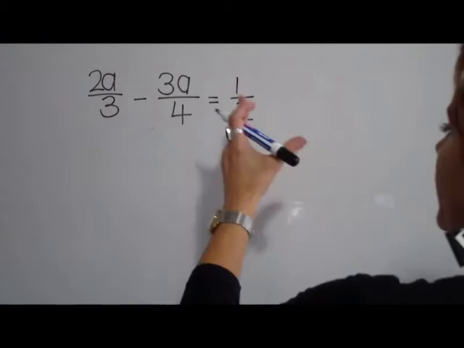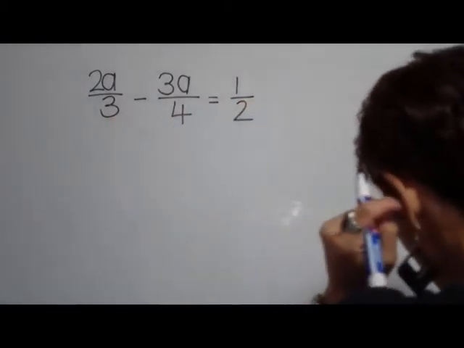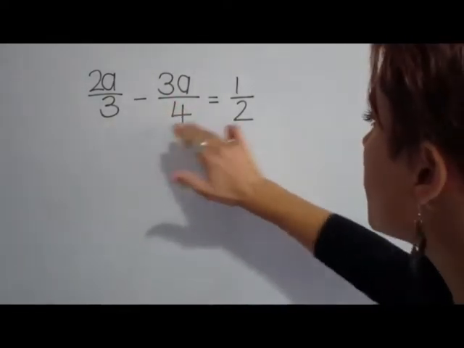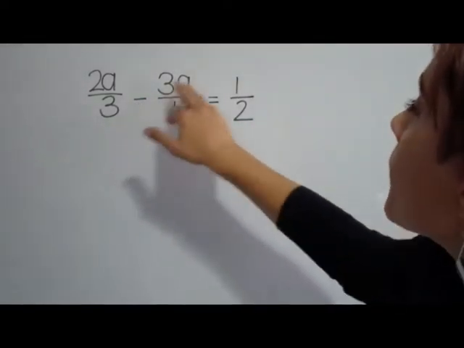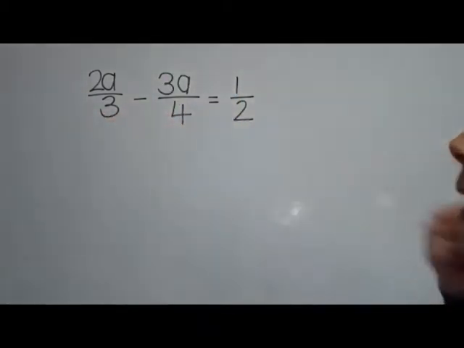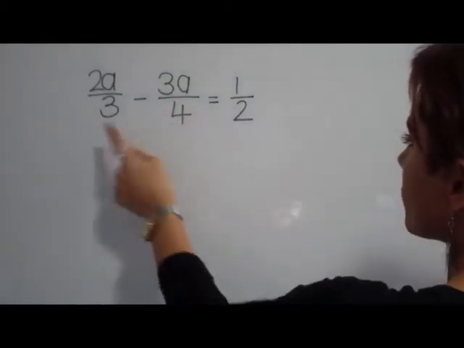First thing I see, fraction, fraction, fraction. Hulle is almal al klaar in Breuke formaat. Great. Nou dink ek, as ek minus met Breuke, moet die noemers dieselfde wees. If I'm minusing with fractions, I am even plussing, the denominators, excuse me, must be the same. Okay, now vat ek die grootste een.